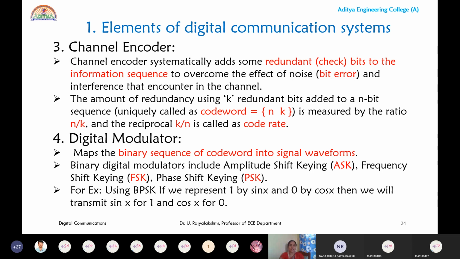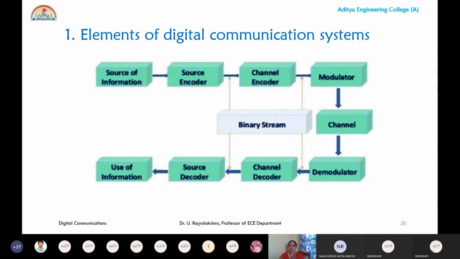So the modulator output is applied to the transmitting antenna and then to the channel. In the channel, if it is digital communication, multiple repeaters will be there. Those repeaters equalize the input signal by eliminating the noise. How they do that, we can discuss in further classes.